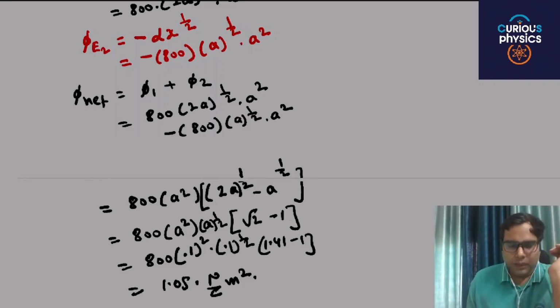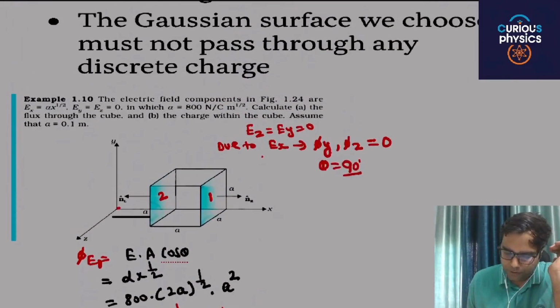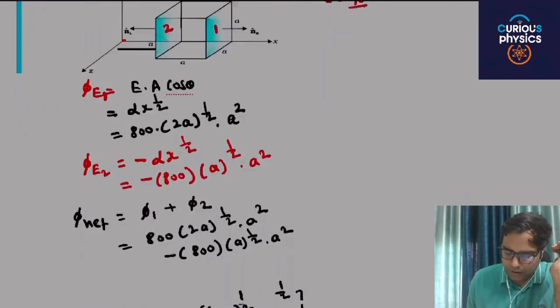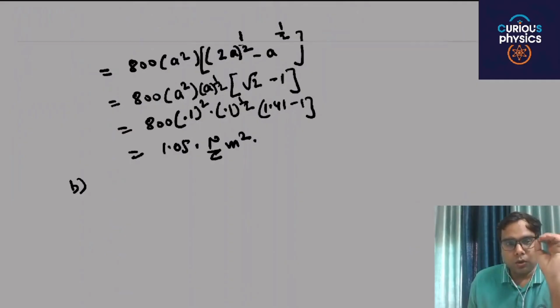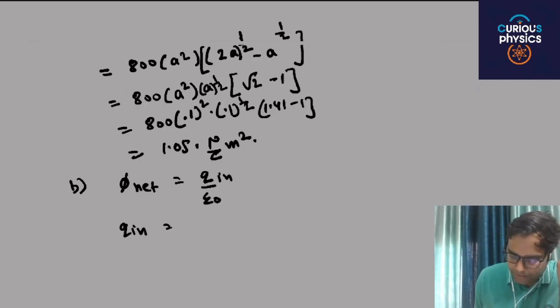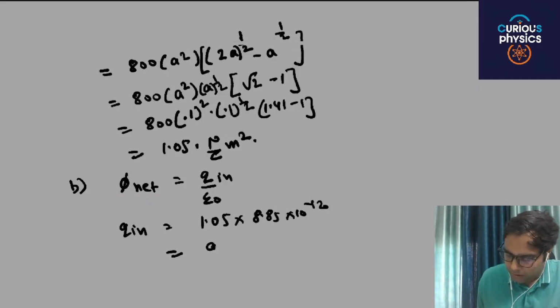And part B is you have to find the charge within the cube. According to Gauss law, phi net is equal to Q in by epsilon naught. So Q in will be phi net 1.05 into epsilon naught 8.85 into 10 raised to power minus 12. So Q in will be 9.27 into 10 raised to power minus 12 coulomb.